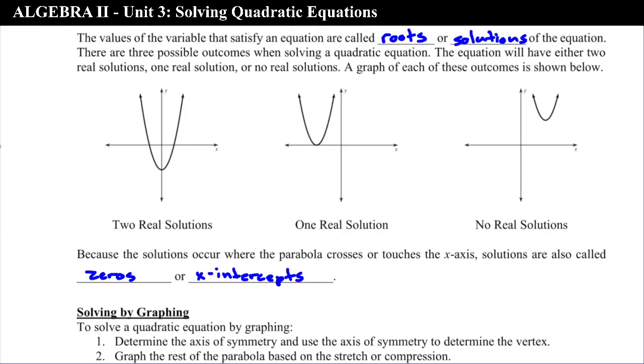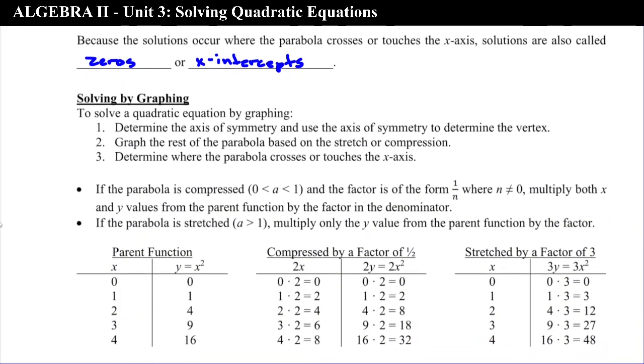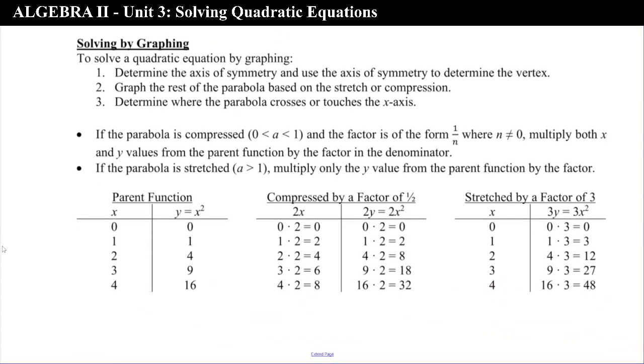All right, let's move on and talk about solving by graphing, now that we've got some of the terminology under our belt. We've already touched a little on what that looks like. You simply take your quadratic function, your quadratic equation, and graph it. After you graph it, we look at what the x-intercepts are. And if we can determine what those x-intercepts are, then we have our solutions.